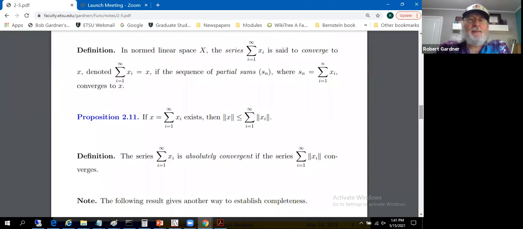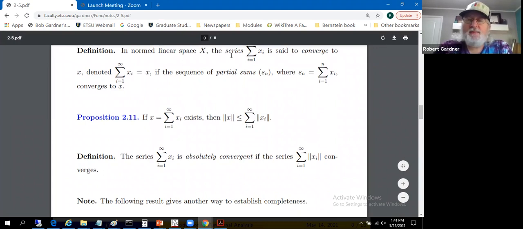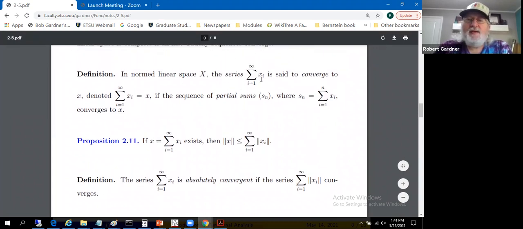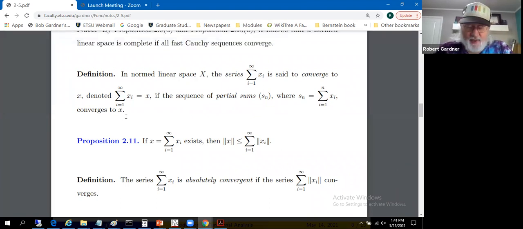Okay, let's shift gears a little bit from sequences to series. In a normed linear space, the series, sum from i equals 1 to infinity of x sub i, is said to converge to x, denoted sum from i equals 1 to infinity of x sub i equals x, if the sequence of partial sums, that is S sub n, defined to be the sum of the first n terms in that series, converges to x. As usual, we're defining the limit of a series in terms of the limit of the sequence of partial sums, just like in calculus 2. Here's what those partial sums are, and we consider the sequence of partial sums.